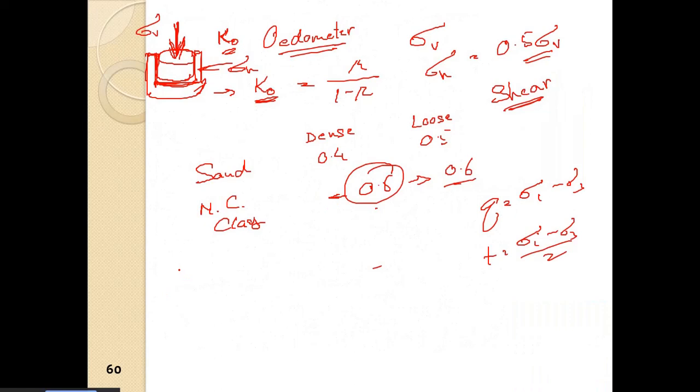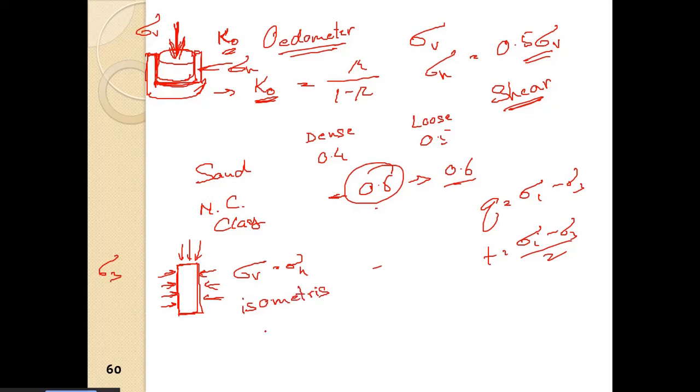While if we go for consolidation in the triaxial test, whatever stresses we are applying, sigma c, we are causing an increase in sigma c. The same amount of increase is in all directions. So here sigma v is equal to sigma h. This condition is called isotropic consolidation.